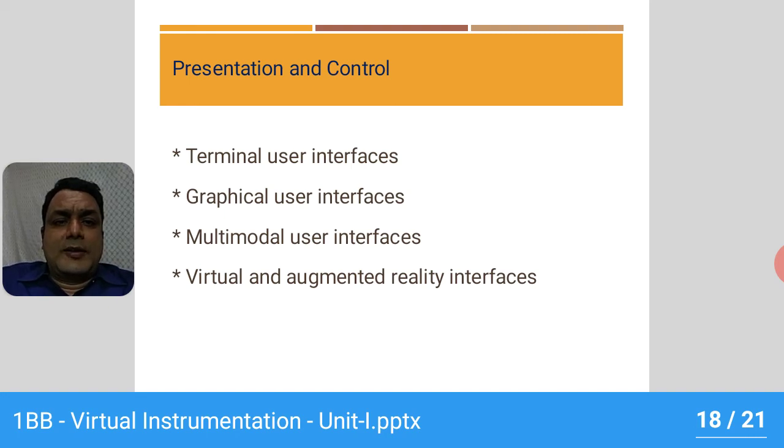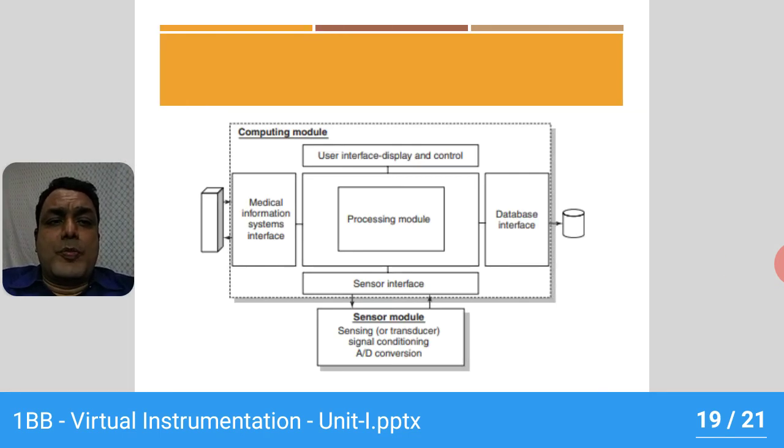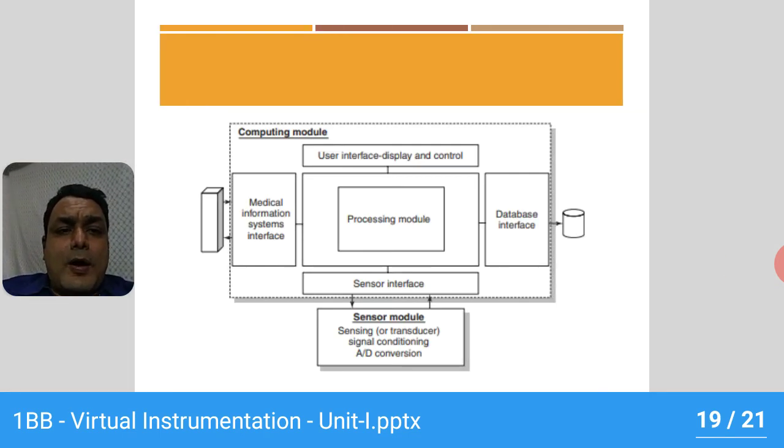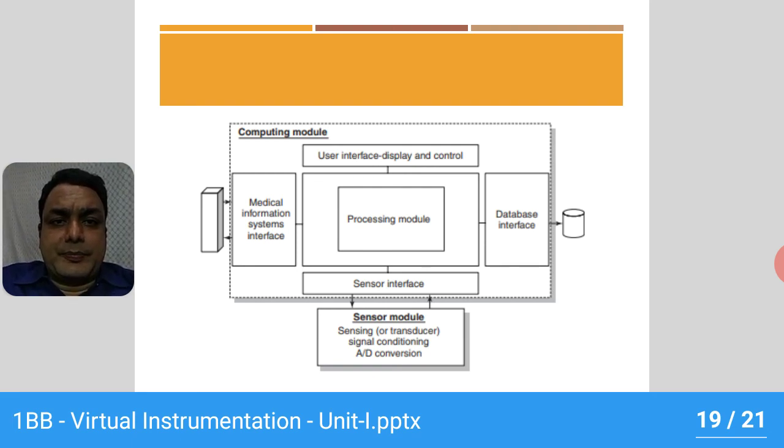So as you come across, these are the building blocks of the virtual instrument. So when you combine all these blocks, this is what we get as we see in the first part of our presentation. All these combine to form a virtual instrument. As you see in the diagram, you are having sensor module which consists of sensor, signal conditioning circuit, A to D conversion. The next part is the computing module.